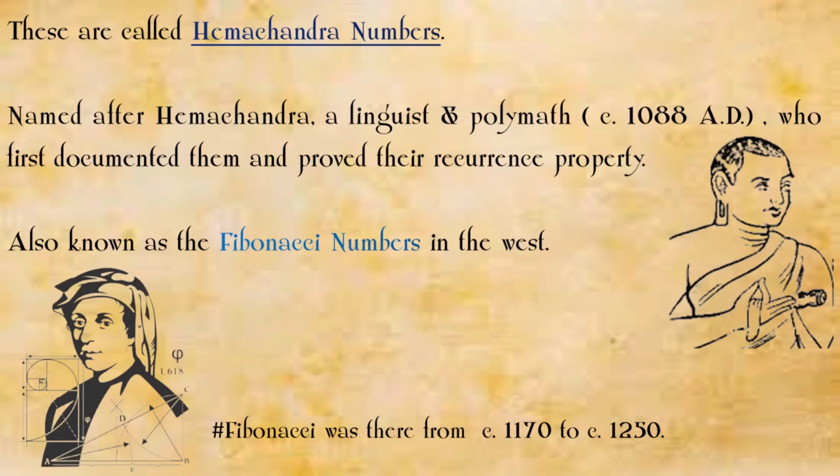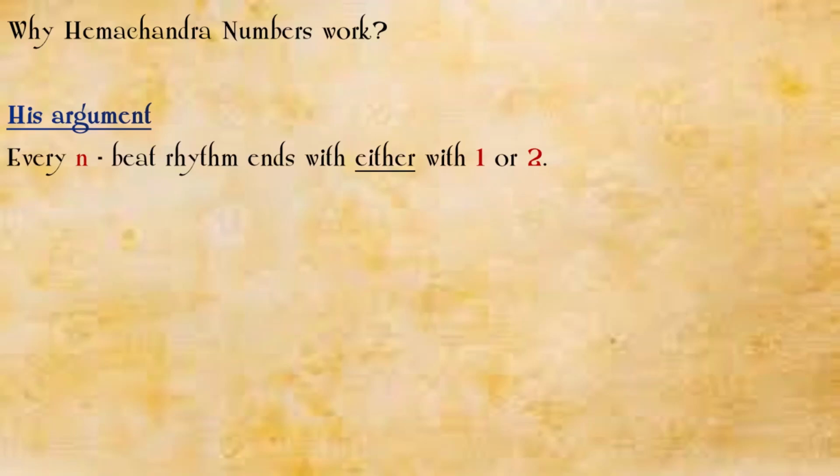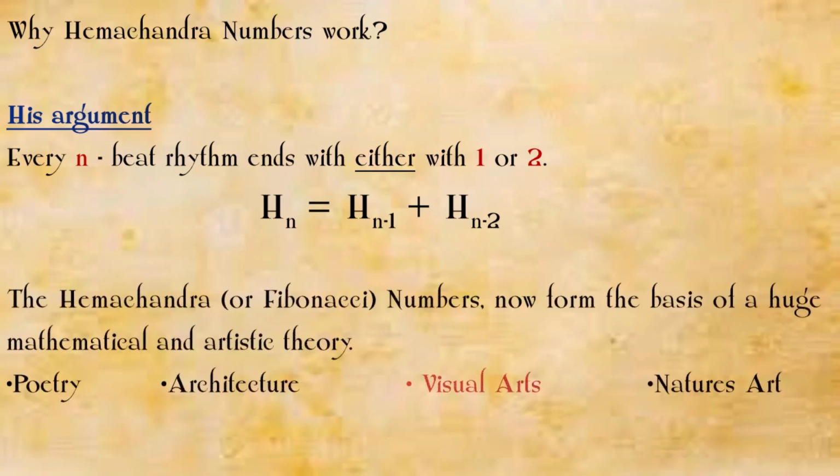And please do look at the fact that Fibonacci was born 100 years after Hemachandra. Now coming to the Holy Grail, why Hemachandra numbers work. His argument was that every n-beat rhythm, and by rhythm you can take music composition, poems, and any such thing, ends with either 1 or 2. The general equation comes out as h(n) = h(n-1) + h(n-2).